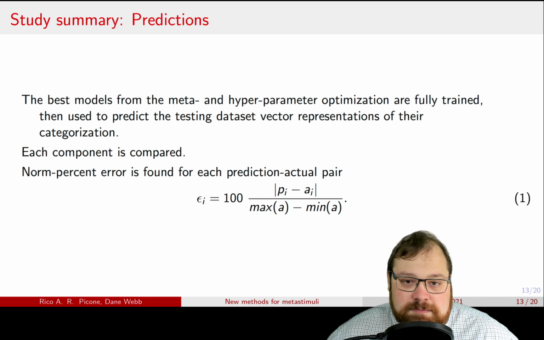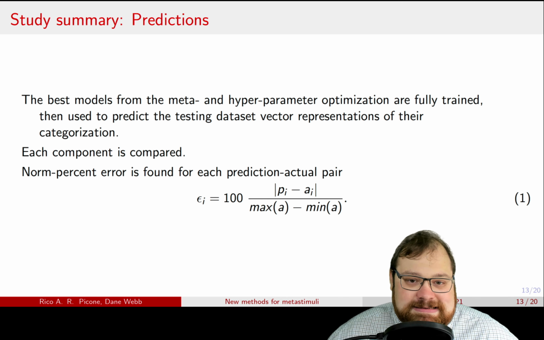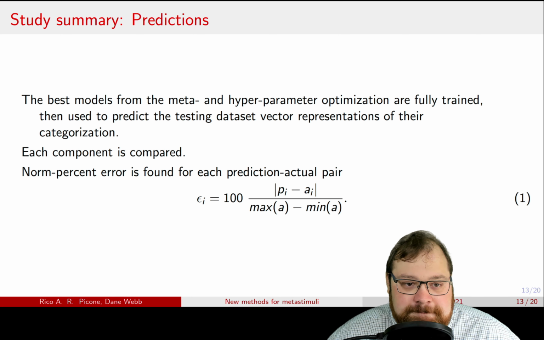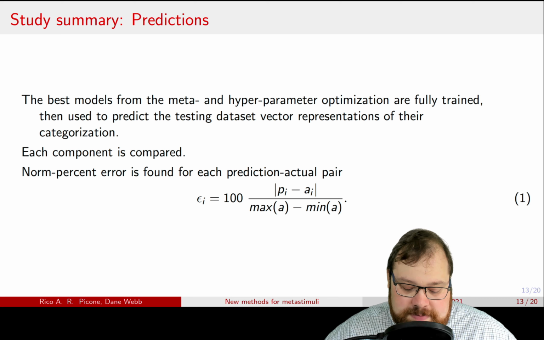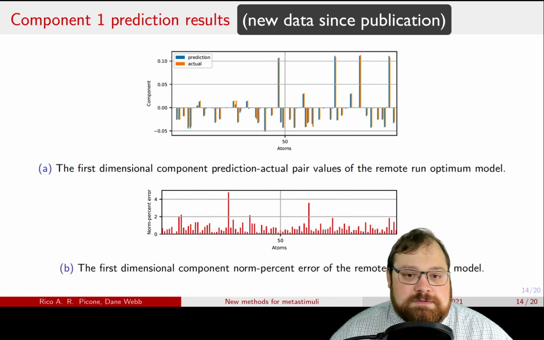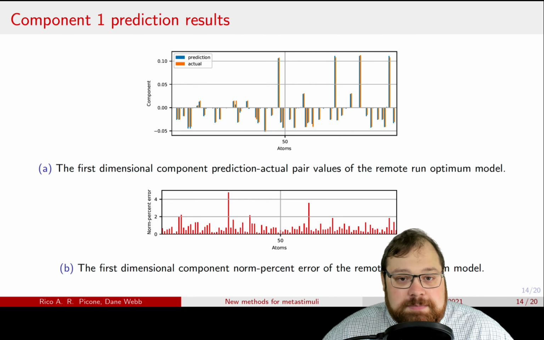The best models from the meta and hyperparameter optimization are fully trained, then used to predict the testing dataset vector representations of their categorization. Each component is then compared, and a norm percent error is found for each prediction's actual pair. For our best results for the study, we separated them into each component or each dimension.